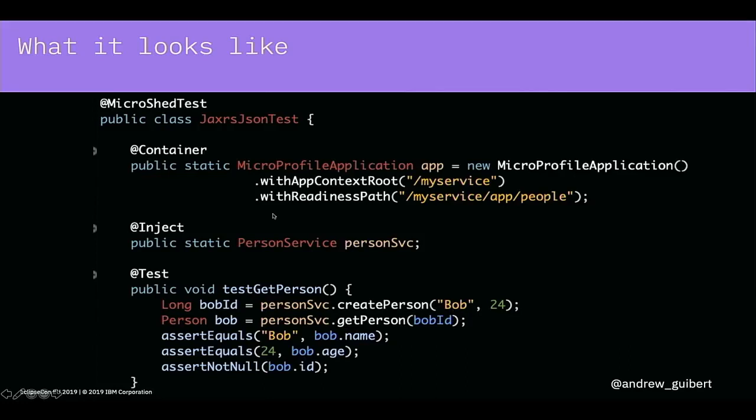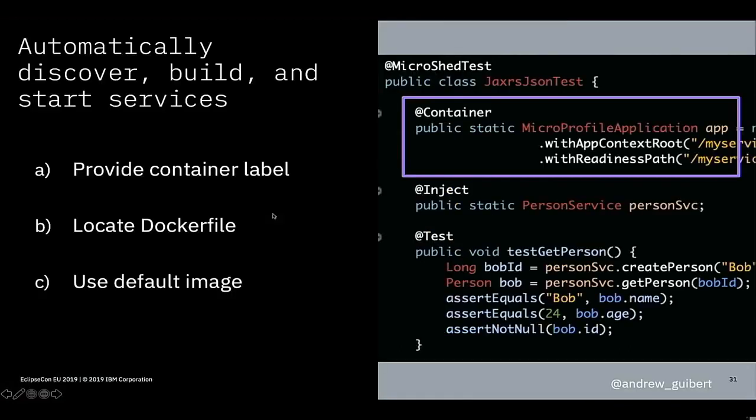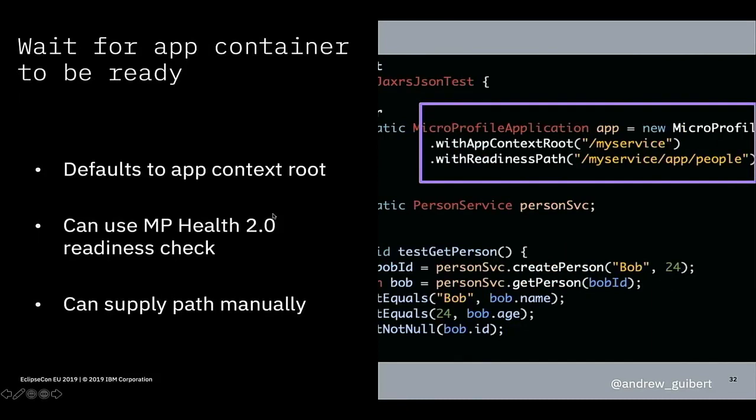So to break this down a little bit, the first point is you define what container you want to be testing. This is kind of defining where your application lives, what its context root is going to be, and how you wait for it to be ready. You can provide a container label if you've built an image already and it's available in a Docker registry somewhere, or you can issue a local build of that container. Next, you can also supply a readiness path manually.